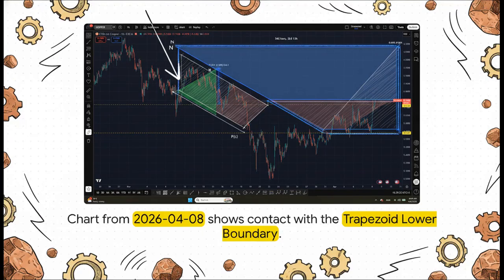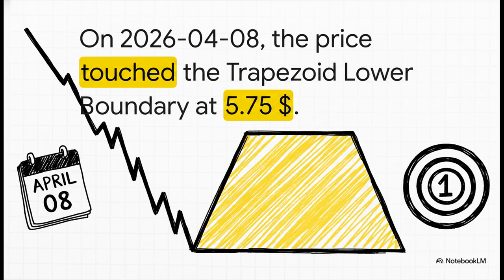Now, let's fast forward about a month to April 8th. As you can see on this chart, the price has actually reversed from that high at the N apex and traveled all the way back down to touch the lower boundary of the trapezoid structure. And the exact price? On April 8th, it hit 5.75. If you've been paying attention, you'll remember that was our target 1 from the very beginning. Making contact with that level officially completed phase 2 of the cycle.